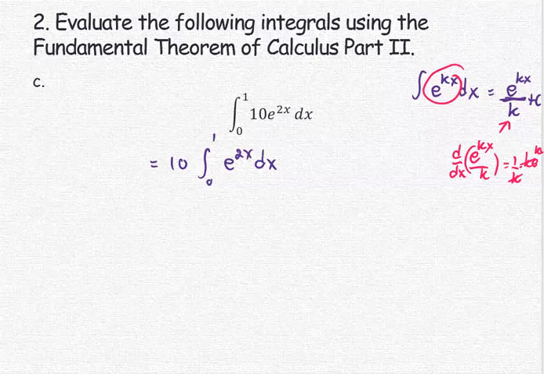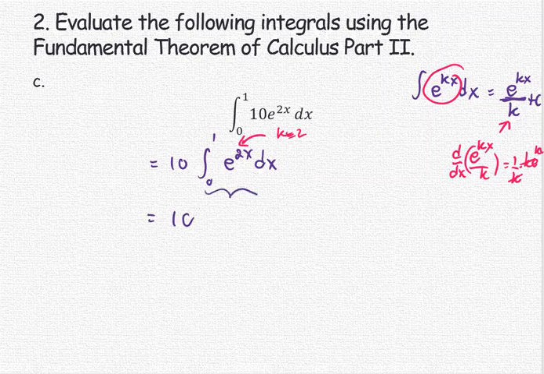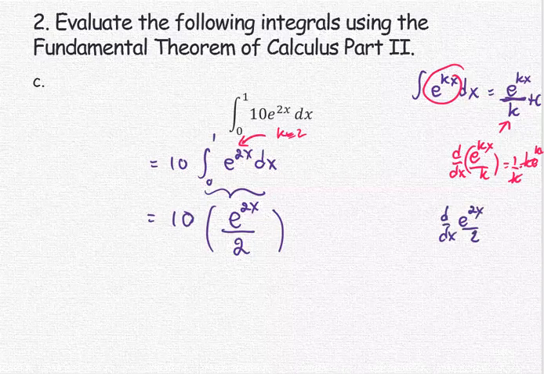So that's why it's called thinking backwards, the backward chain rule for now. If you go forward to find the derivative, you would multiply by k, which is the derivative of the inner function, but when you find the antiderivative, you don't multiply, you divide. For our case, k equals 2. Then when we apply it, we get e to the 2x divided by 2.